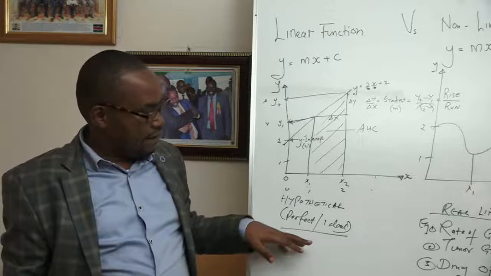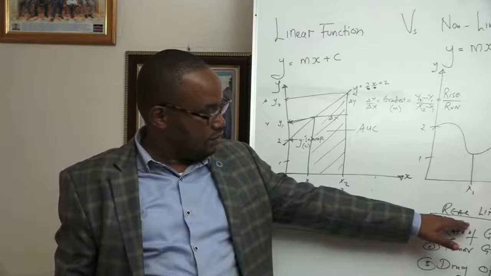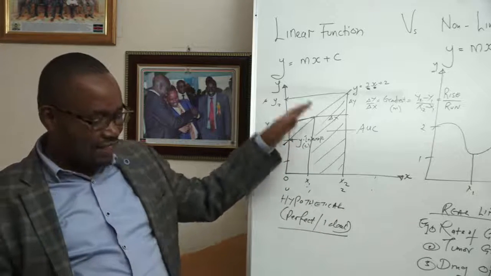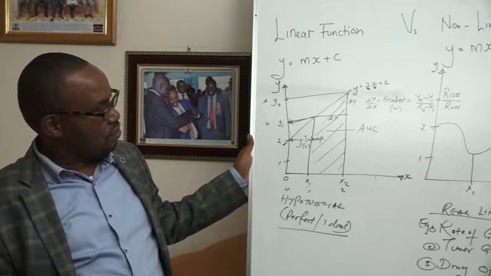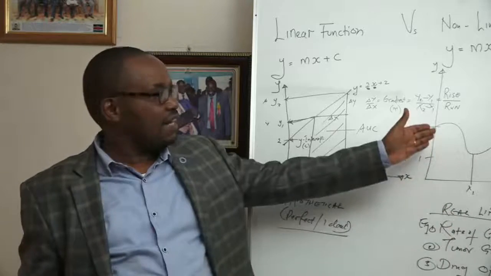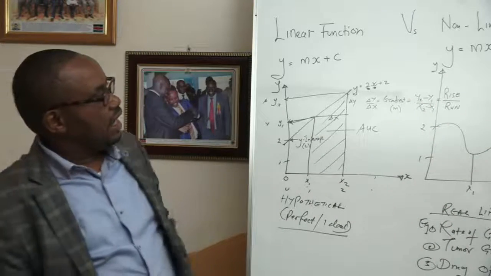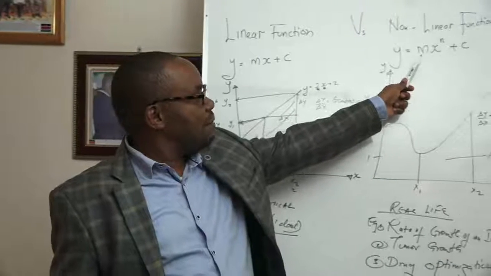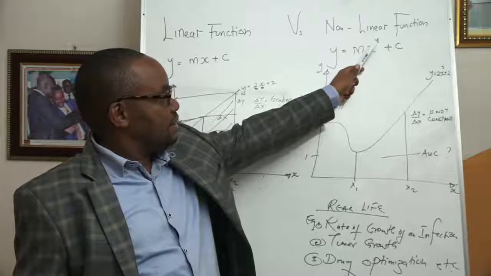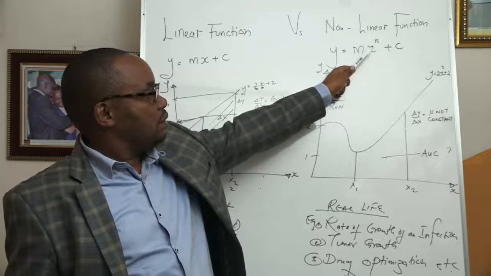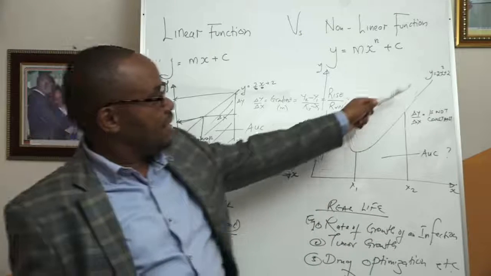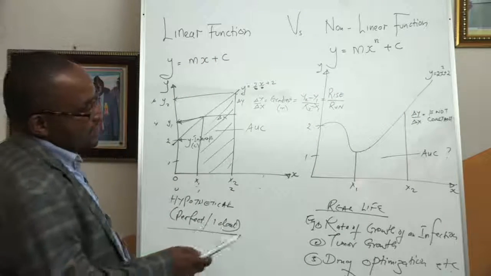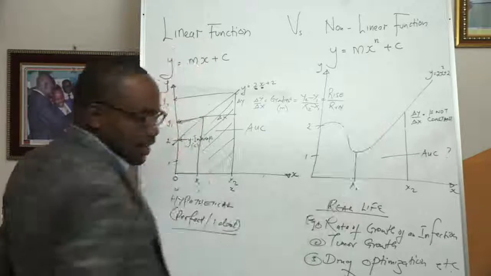However, in real life, it's not usually hypothetical, it's not usually ideal, it's not perfect. It does not follow this linear relationship. Most often, it follows exponential relationships that are non-linear. And therefore, when you start thinking about non-linear relationships, you find y is equal to mx raised to power n, where n can be from 2 upward, plus c. I gave an example of y is equal to 2x power 2 plus 2. So what you get is not linear, but non-linear, like a parabola.